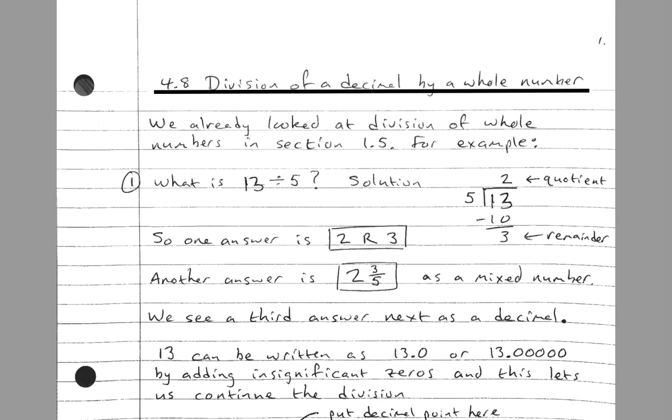We've looked at addition, subtraction, and multiplication of decimals. In the next two sections, we look at how to divide decimals. And first, this easier case where we're dividing by a whole number.